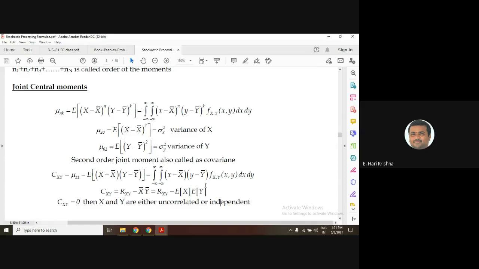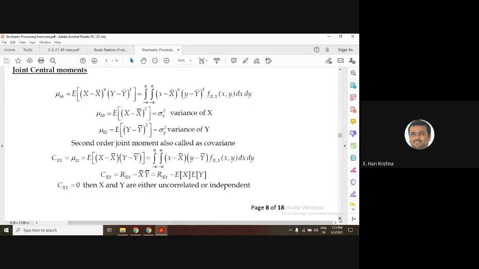Correlation, Rxy is equal to expectation of x into y. Covariance, Cxy is equal to expectation of x minus x bar, y minus y bar. And the relation between these two, the relation between correlation and covariance. So we'll solve some problems on this topic in tomorrow's class.